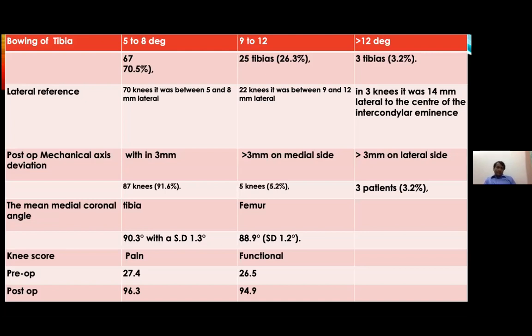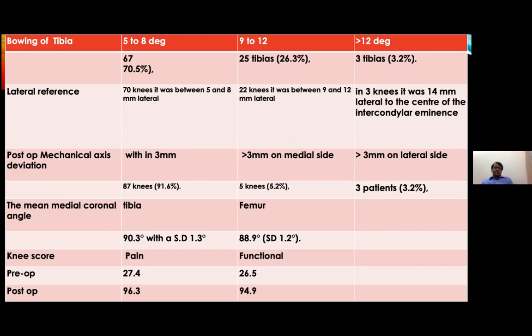So in our patients, the bowing of the tibia in 70% of cases is 5 to 8 degrees, and in 26.3% of cases is 9 to 12 degrees. More than 12 degrees in 3 tibias, around 3.2%. So with this method, we are able to get nearly accurate alignment in all these patients. And there is significant improvement in the knee score.